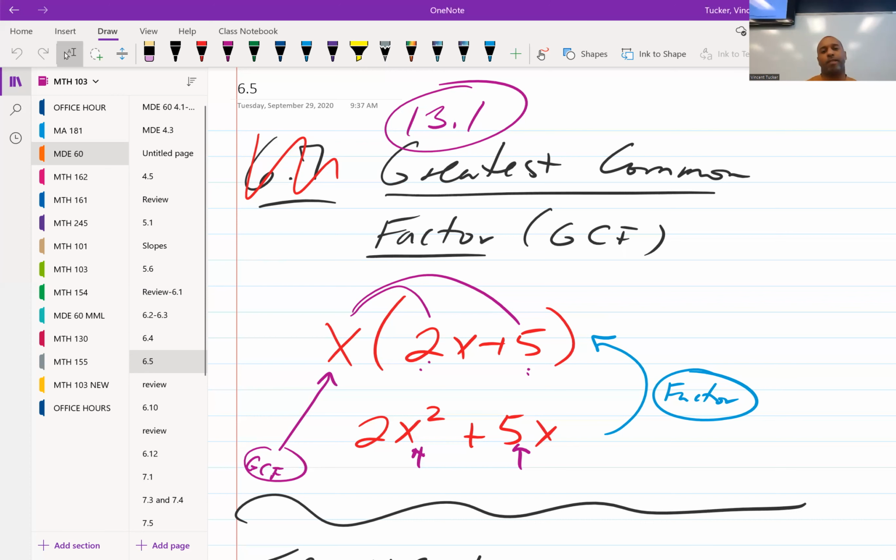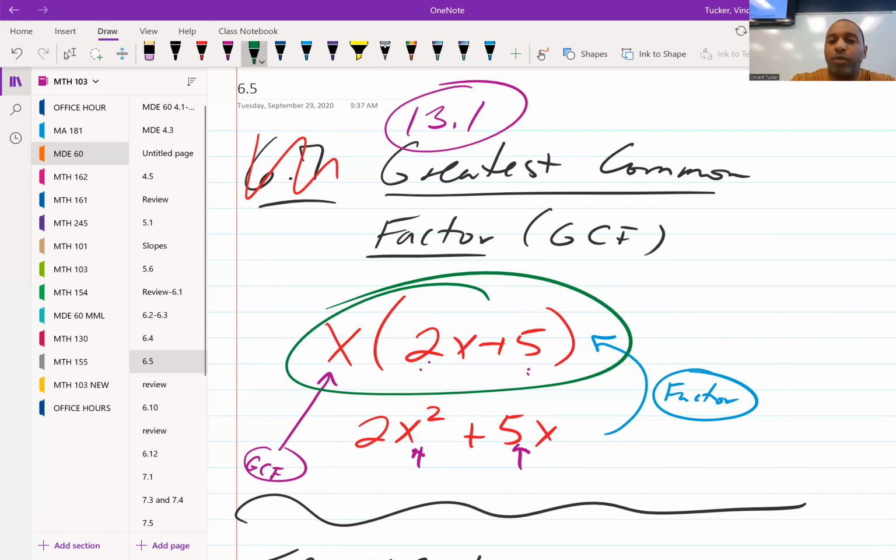All right, so we had Monday off, so at least have to do something today. So let's look at 13.1, greatest common factor, your GCF. When you're talking about multiplying, we are talking about multiplying expressions, polynomials. So if I had x times 2x plus 5.